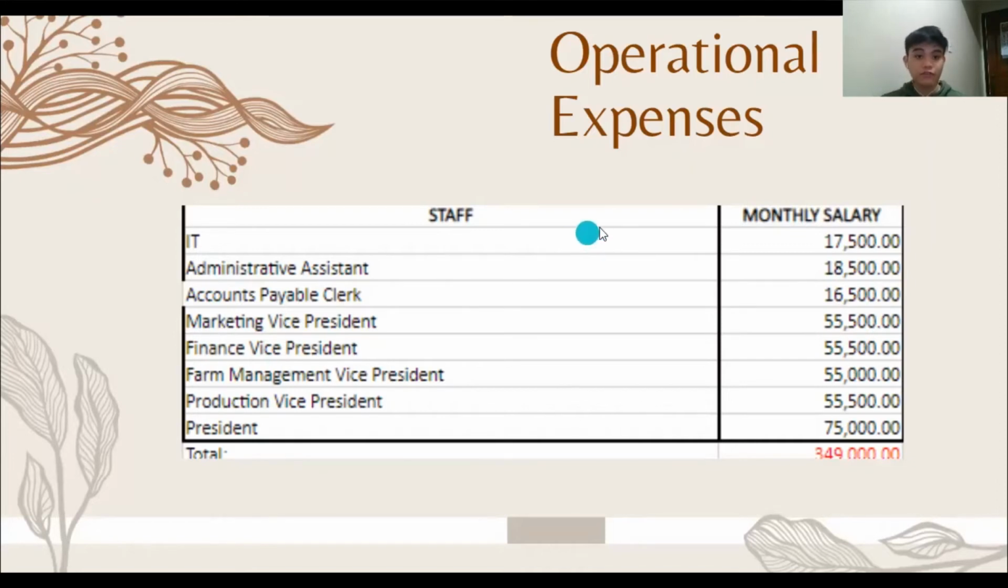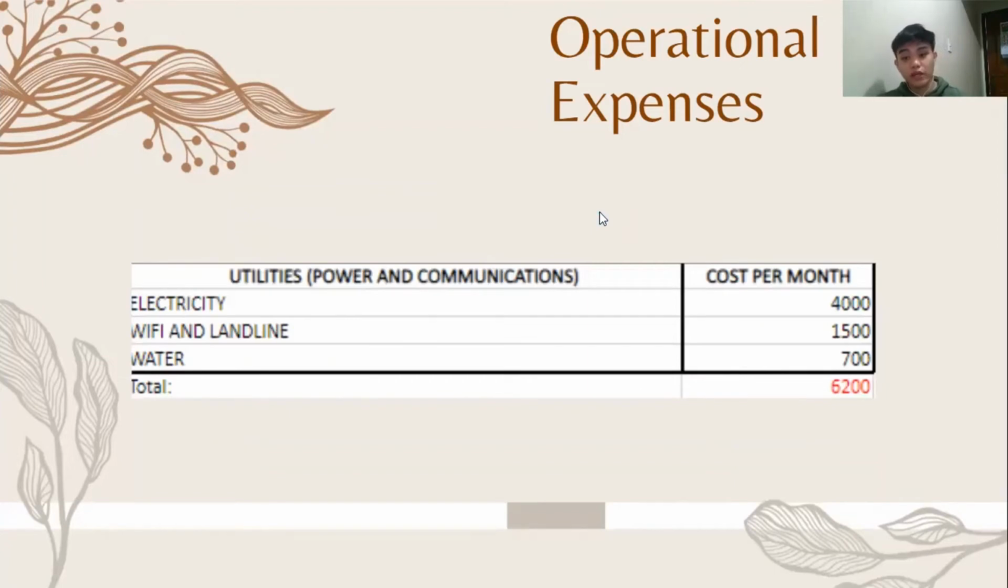So next, for the utilities, we'll be paying an amount of 4,000 pesos for the electricity. For Wi-Fi and landline, we'll be paying 1,500 monthly. And for the water, 700 pesos, with a total amount of 6,200 pesos for the utilities.